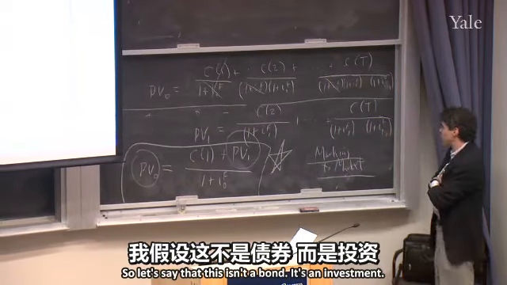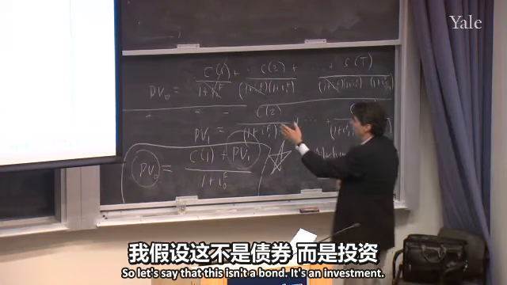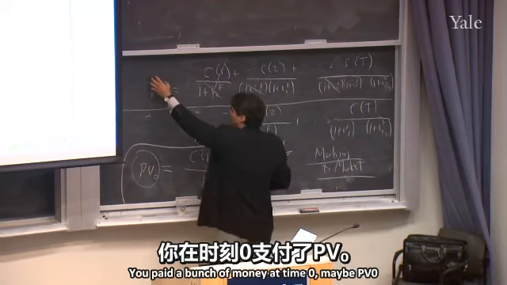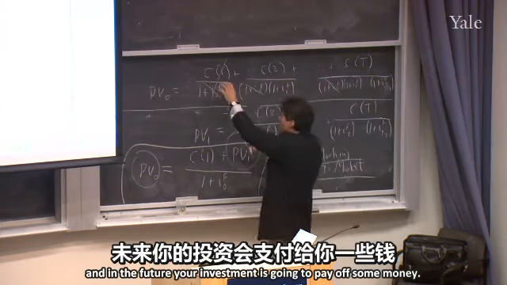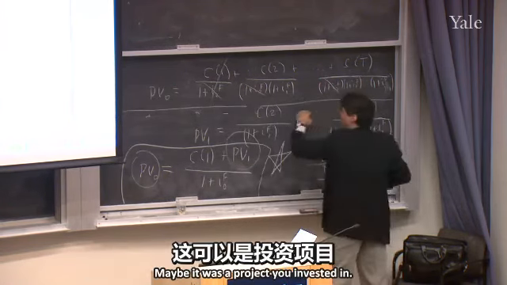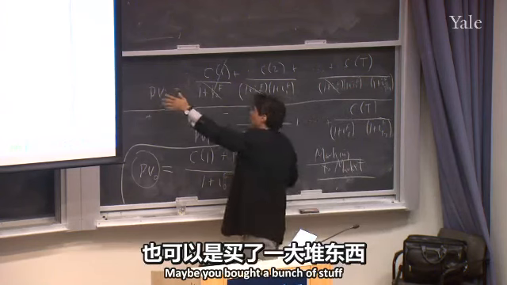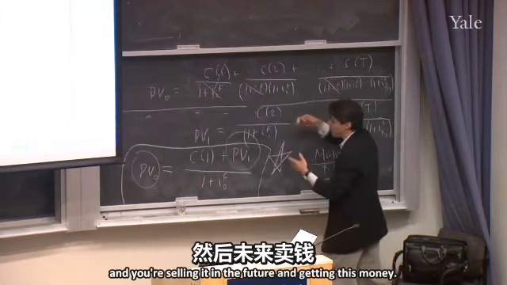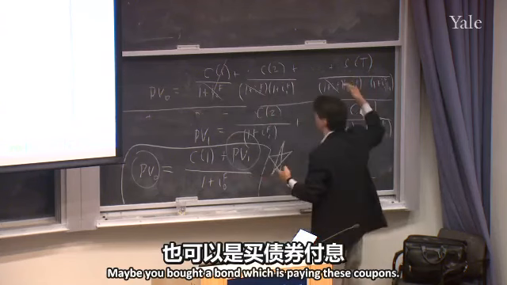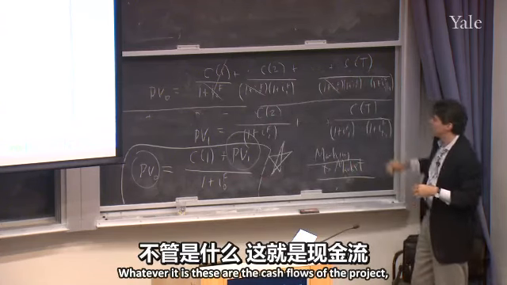So let's say that this isn't a bond, it's an investment. You paid a bunch of money at time 0, maybe PV0, and in the future your investment is going to pay off some money. Maybe it was a project you invested in. Maybe you bought a bunch of stuff and you're selling it in the future and getting this money. Maybe you bought a bond which is paying these coupons. Whatever it is, these are the cash flows of the project.